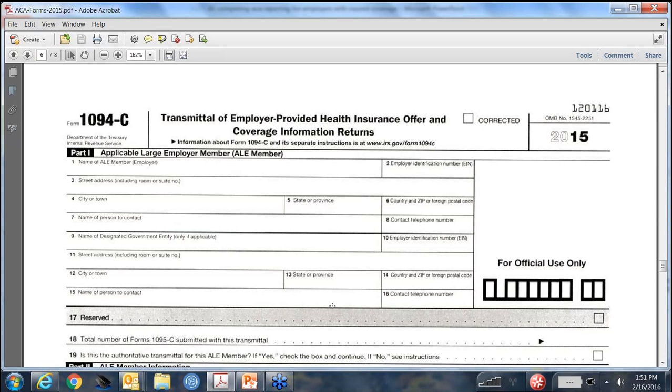Last question: in box 16, what code would you use if you offered insurance the first day of full-time coverage? Would you use 2C or 2D? I think in that month, you would use 1H in line 14 and probably 2D in line 16.